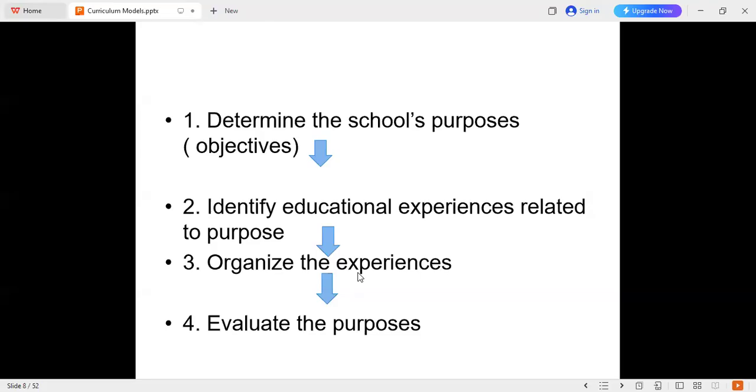Number three, organize the experiences. Organize means from primary to junior secondary, senior secondary, upper classes. We have a structure according to the students' age and their experience. We determine the content, the different subjects, and the amount of the content.